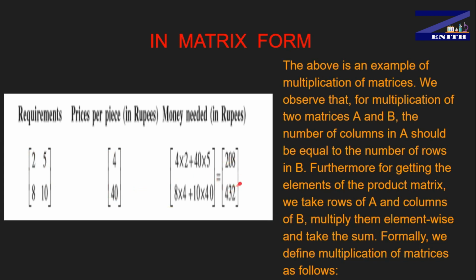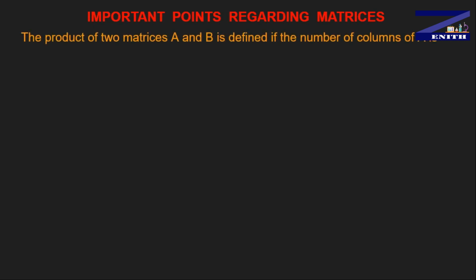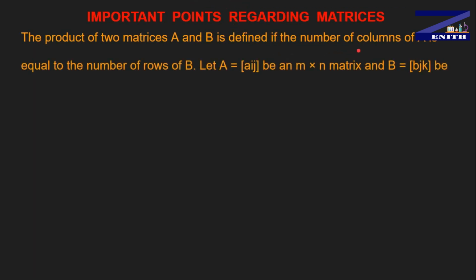So this is the multiplication matrix after multiplying these two matrices. Now guys, important points regarding matrices. The product of two matrices A and B is defined only if the number of columns of A is equal to the number of rows of B. As I already told you, if the number of columns in the first matrix is equal to the number of rows in the second matrix, that is the only condition under which we can multiply two matrices.